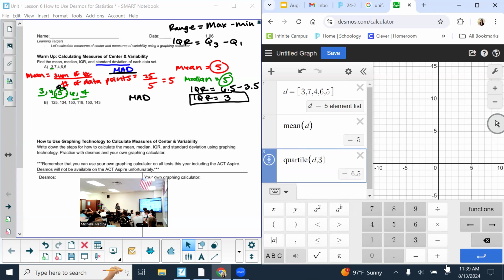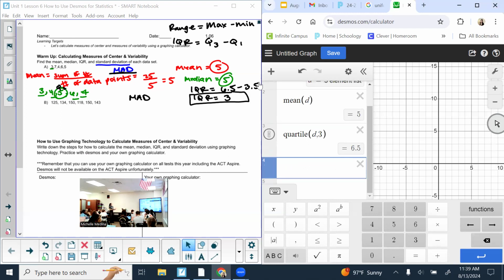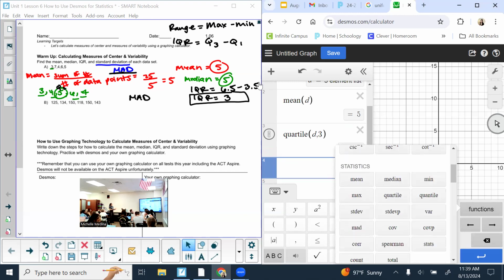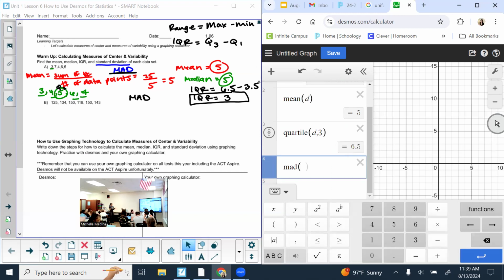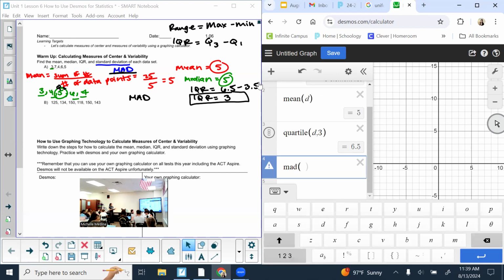So there's no IQR button. I think on other graphing calculators, you might have an IQR setting, but you would have to know IQR is Q3 minus Q1. But this could easily identify it. Things like the MAD are on here too. MAD. And then data set B.